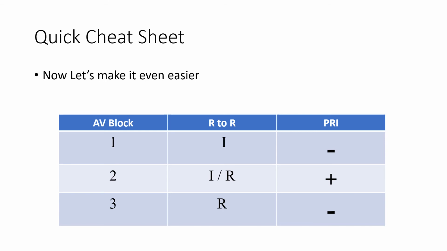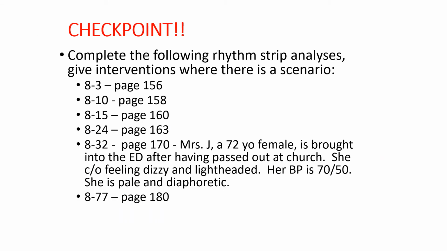So second degree type 2 can be two ways, irregular or regular, and it's the only one that has a constant PR. So don't forget to check those PR intervals. At this time, I'm going to have you pause the video and do this work. Do 8.3, 8.10, 8.15, 8.24, and 8.32, which has a scenario with it, and 8.77. Practice these and see how you do with your AV blocks, and then we'll come back, turn the video back on, and review what you did.